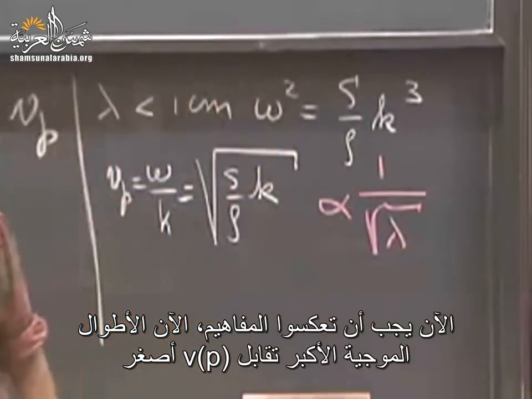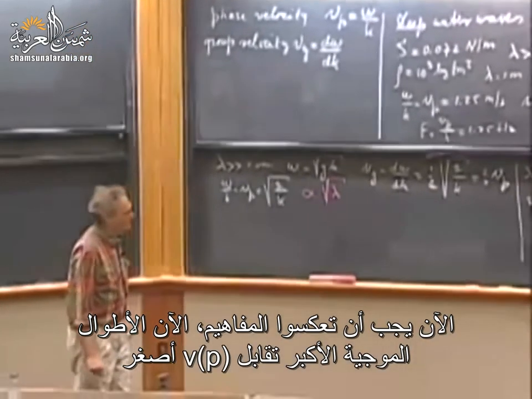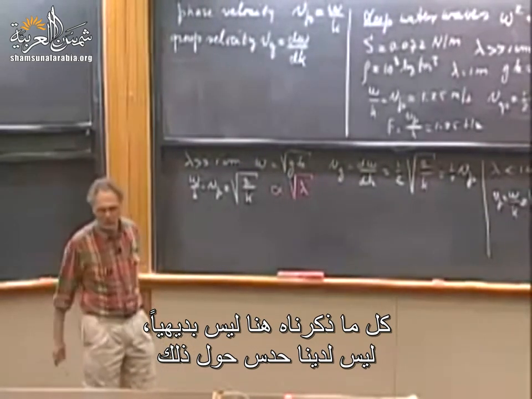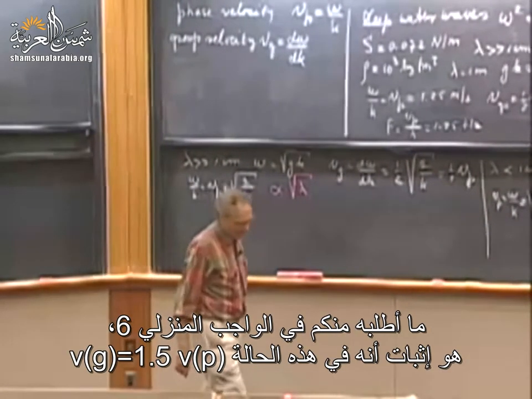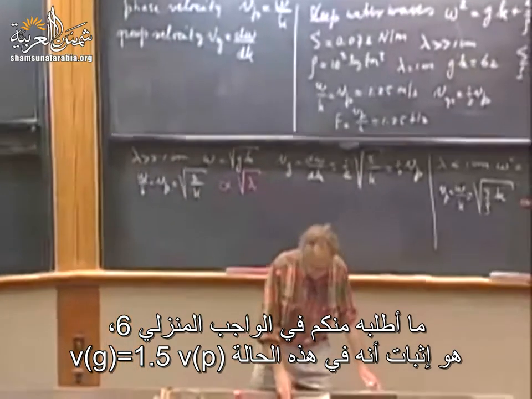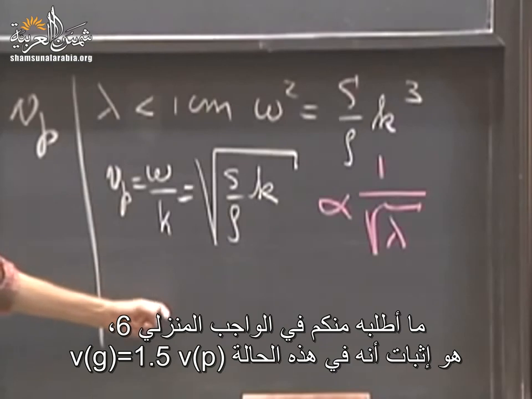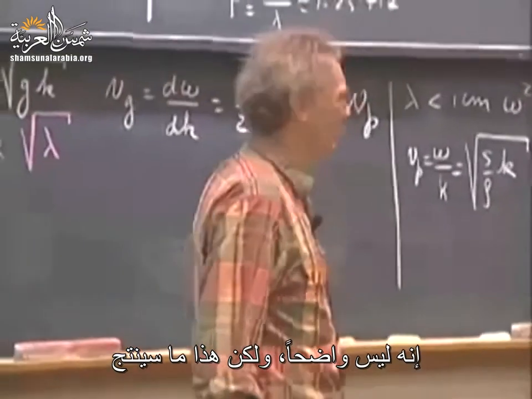So now you have the reversed. So now you see that the larger the wavelength, the smaller the phase velocity. None of this, of course, is intuitive. You have no feeling for that. I have no feeling for that. What I'm asking you in problem set number 6 is to prove that in this case, the group velocity is 1.5 times the phase velocity. Not at all obvious, but that's what will come out.